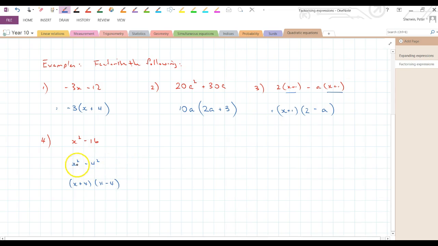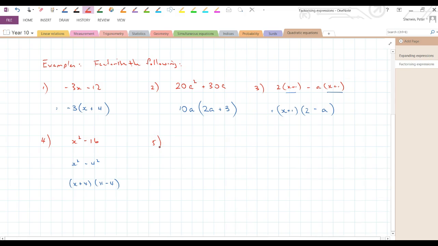Now, the thing with these is to identify what's being squared. So clearly this is x squared, this is 4 squared, and there's a minus in between them. When that's the case, you're going to use your x and 4 as the difference of two perfect squares, like so. Let's do another example along those lines.